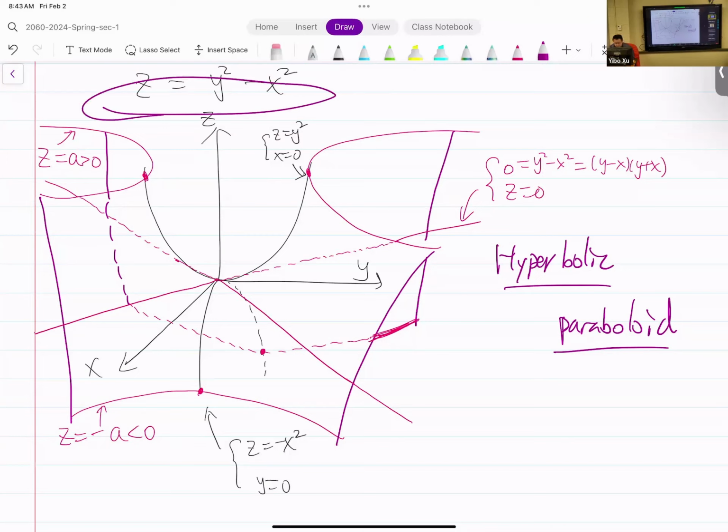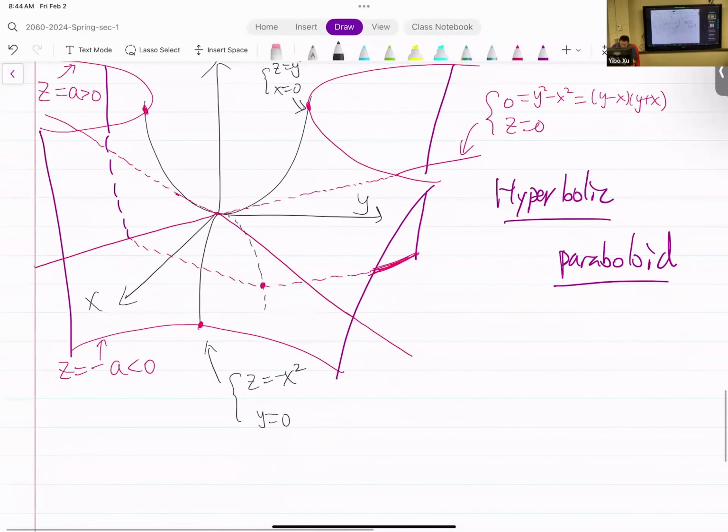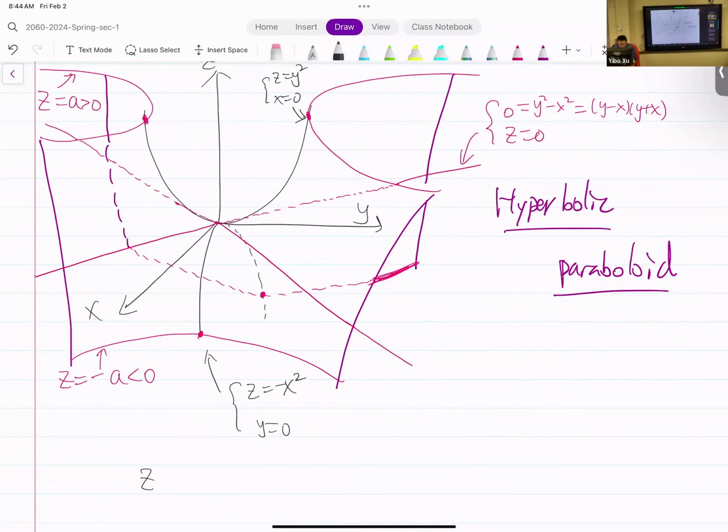Okay, let's look at some more. Definitely, the more you see, the better. The next one is really similar. Now this is z. We had z equal to x squared minus y squared, right?